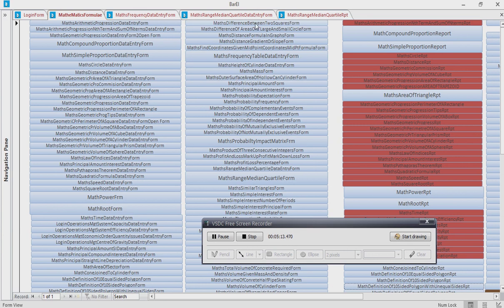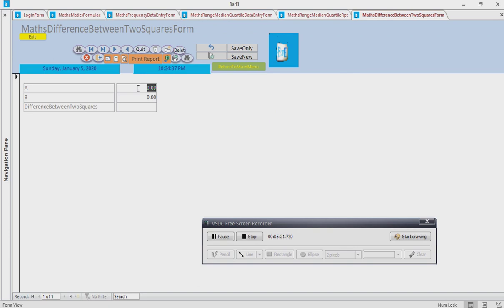The difference between two squares. Let us say first one is 5, then the other is 4, then the answer is 9. If the first square is 5 and the second one is 4, then the answer is 9.